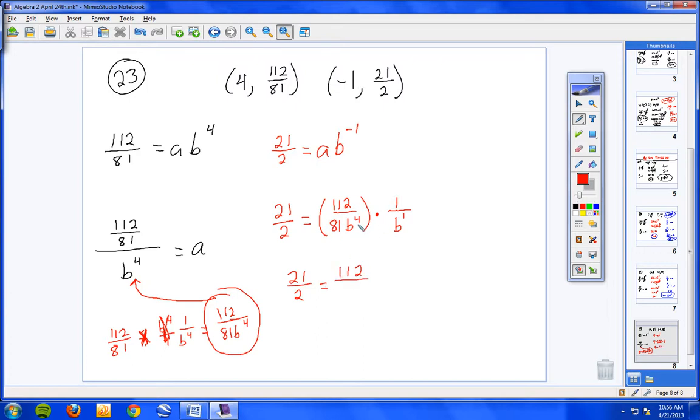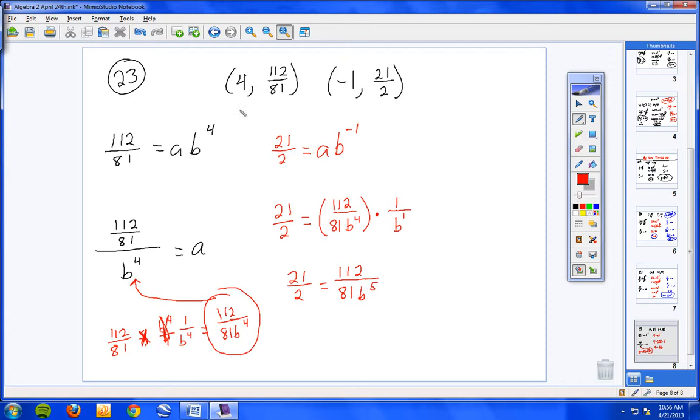And then 81b to the fourth times b to the 1 would be 81b to the fifth. Remember, b to the fourth times b to the 1, you add your exponents. Now, students, this is definitely a difficult problem, but don't lose sight of the forest for the trees.